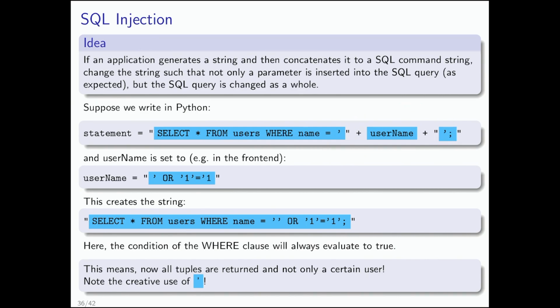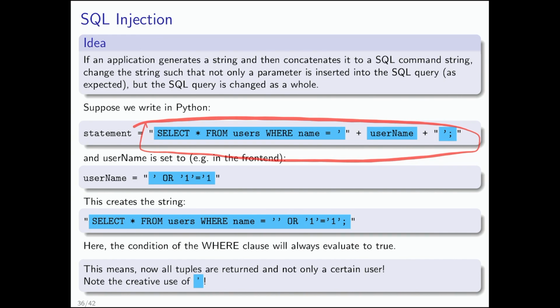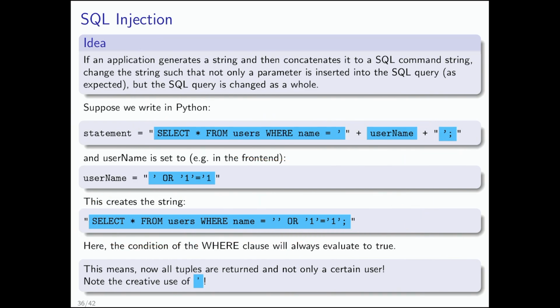However, now if you set username to this string, and then you set it in this statement, this will create this string. And that means return all users where the name is empty or 1 equals 1. 1 very often equals 1, actually always. So that's like true. So this means return all users from the database. Okay, you see the problem?